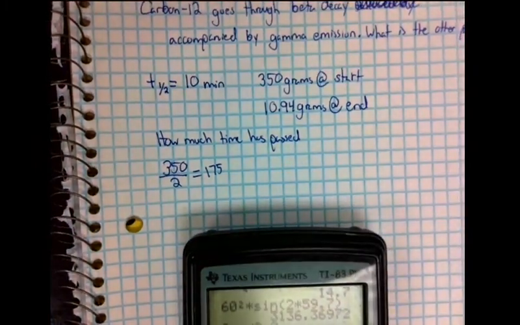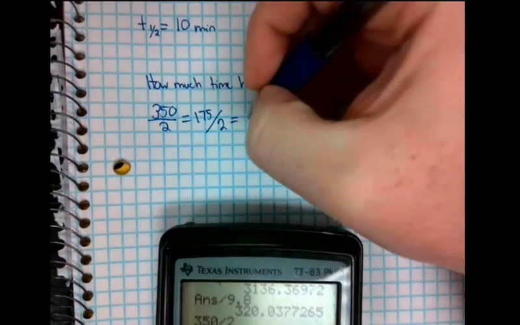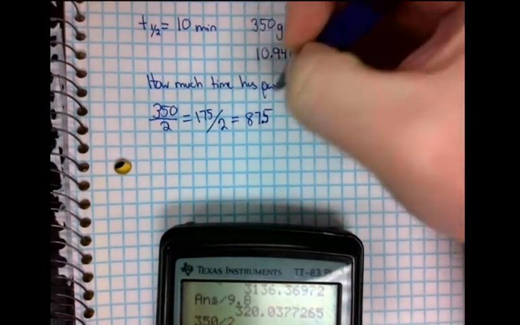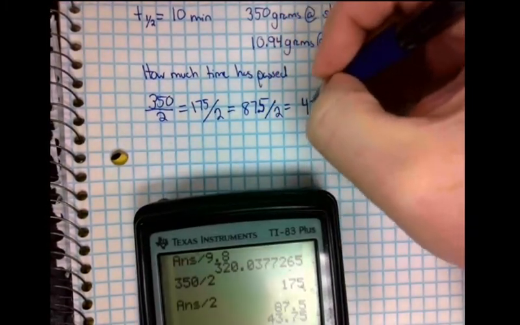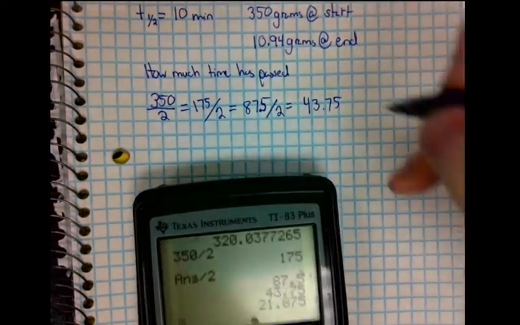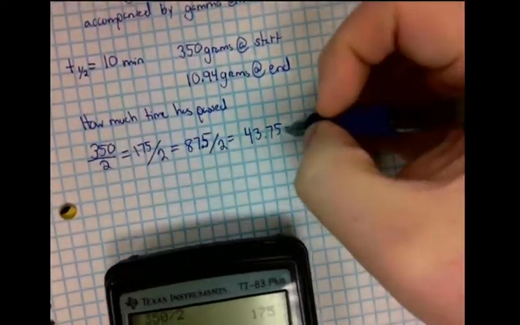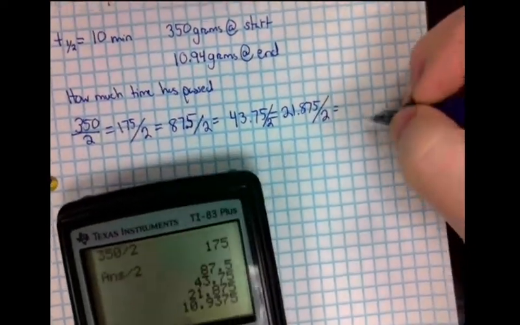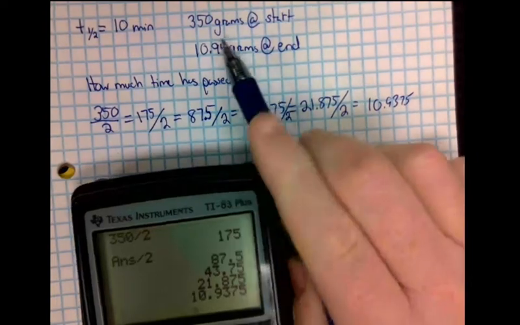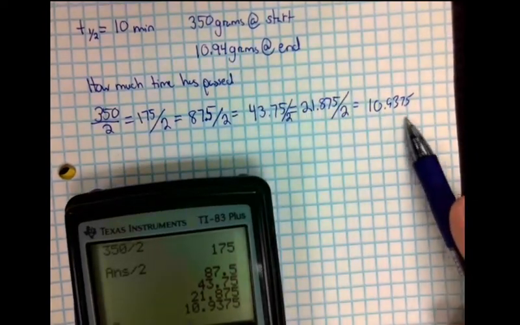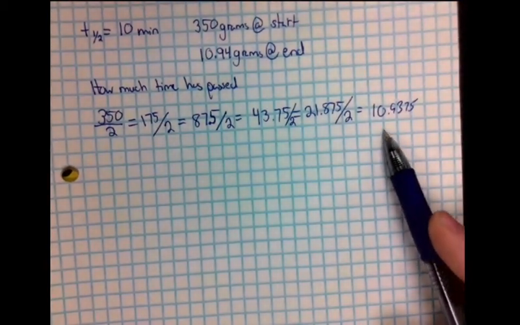And then I'm going to divide that by 2. I got 87.5. And I'm going to keep doing that until I get one of them that looks really close to my number. In this case, 10.94, 10.9375, that would round up to 10.94. And now we're just going to count how many times we had to cut it in half.